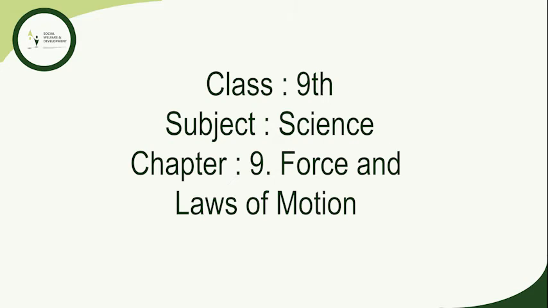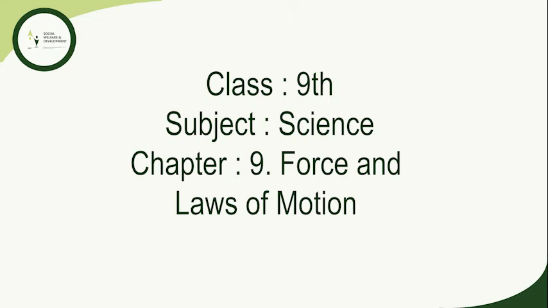So now the second problem is, which would require greater force: accelerating a 2 kg mass at 5 meter per second square or a 4 kg mass at 2 meter per second square? Here we have the formula F = ma. We also have m1 = 2 kg, m2 = 4 kg, a1 = 5 meter per second square and a2 = 2 meter per second square.